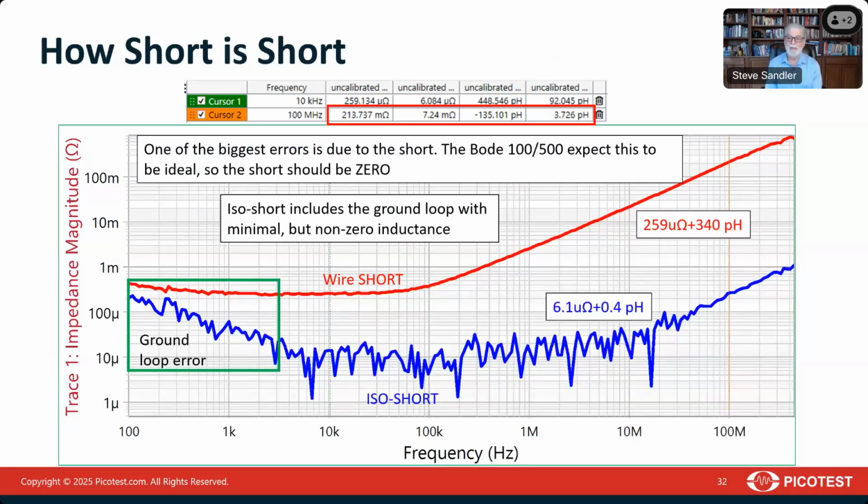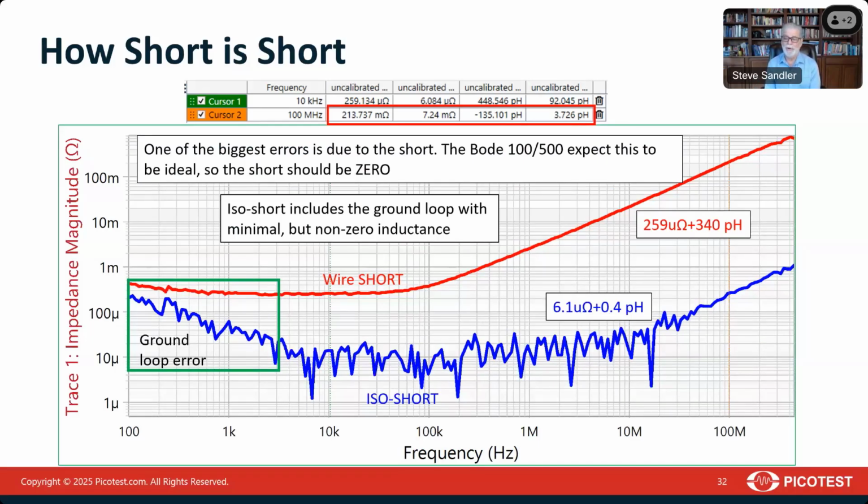The interesting thing about that is when we measure the capacitor, you can see now the capacitor has a negative inductance, and that's because the inductance of the capacitor is less than the inductance of our fine gauge wire. If we go with a low impedance short, we end up with still the ground loop error.